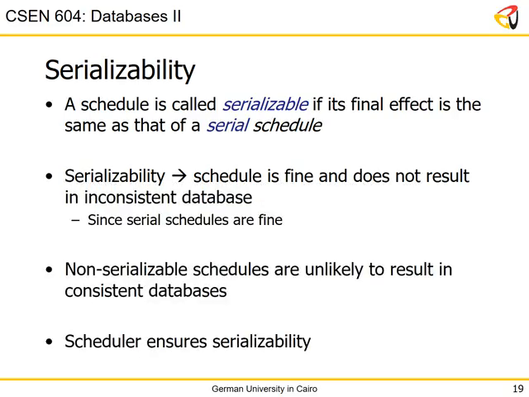So what are we going to do? What we are actually going to do, or the database engine to be exact, is come up with serializable schedules. What is a serializable schedule? Let me read it. A schedule is called serializable if its final effect is the same as that of a serial schedule. As I told you, when we have two transactions, we have two possible serial schedules: T1 followed by T2, or T2 followed by T1.